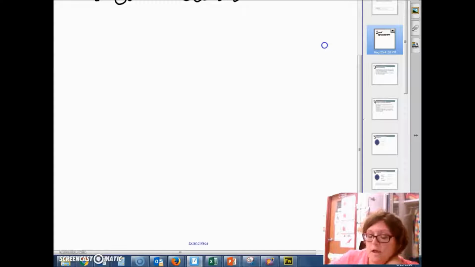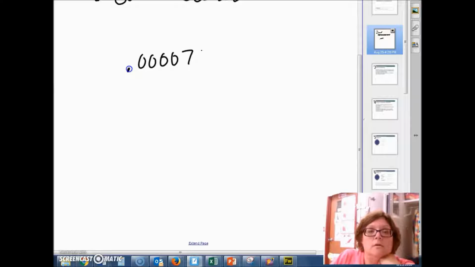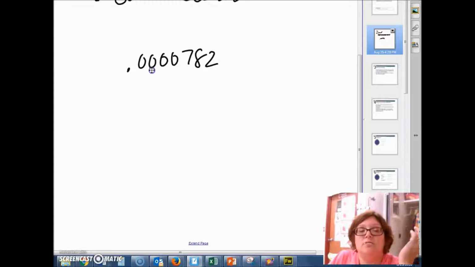All right, let's think about small numbers now. What if you have a very small number? I can't even tell you how we would name that. It would be tenths, hundredths, thousandths, 10,000ths, 100,000ths. So 7 100,000ths. So the number's too small. But we can make it easier to work with.